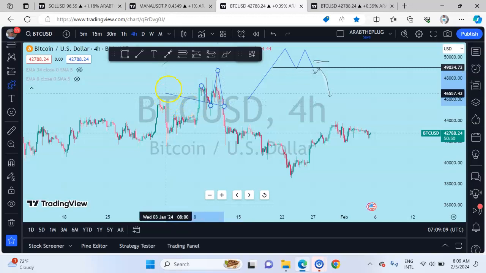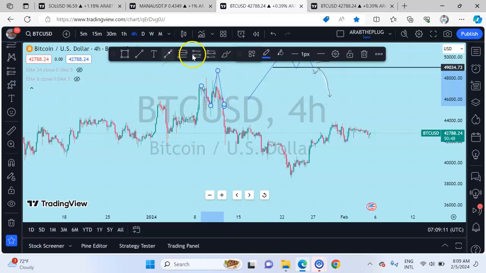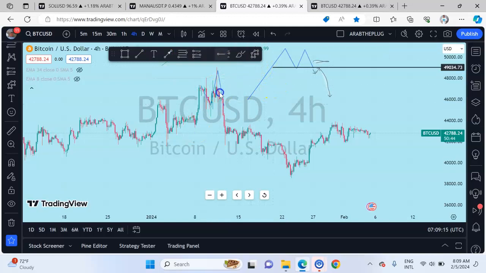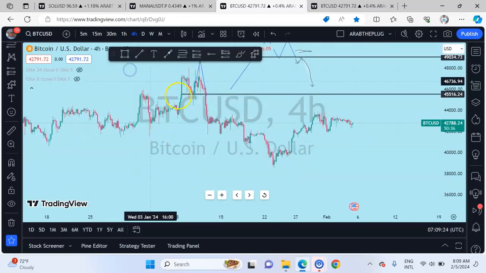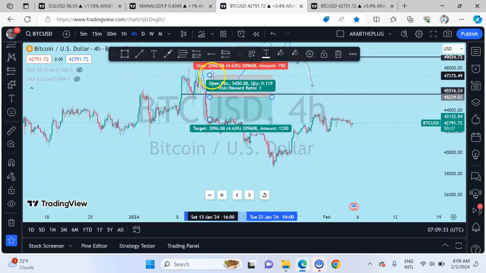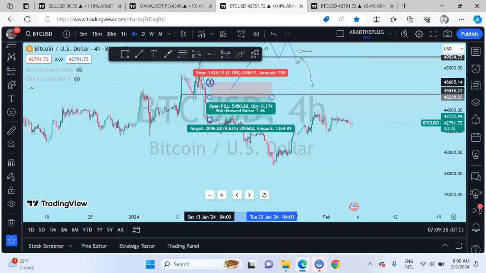So looking at this particular example, this is the neckline right here. This is the neckline, which also serves as a support. And when the neckline broke, what happened? The market started going down. And you as a trader, you enter at the break of the neckline, especially when the candle that broke the neckline is a momentum candle.